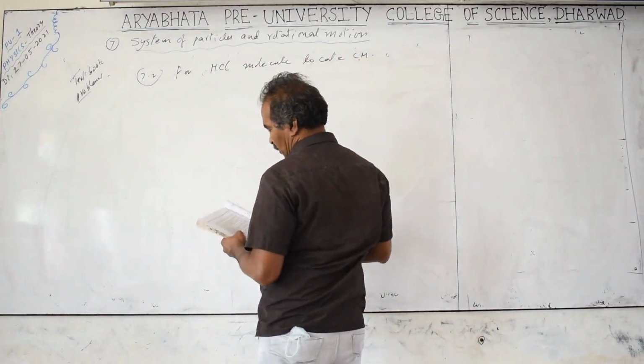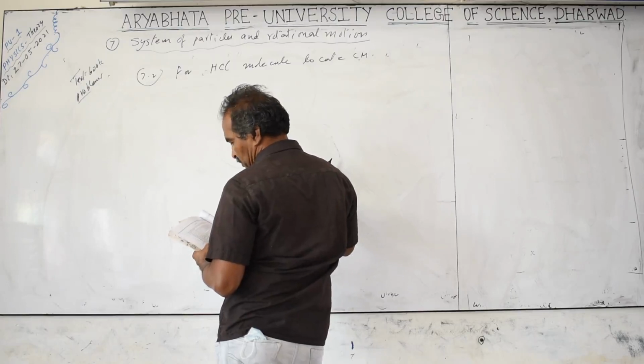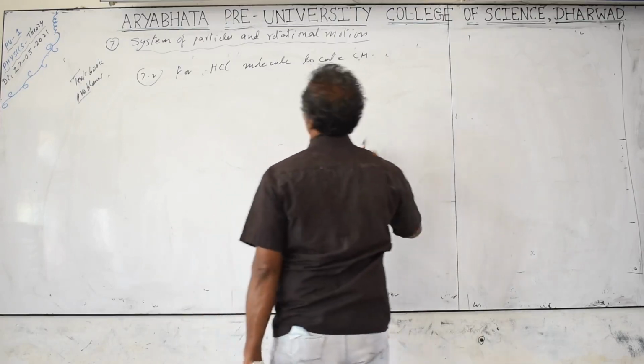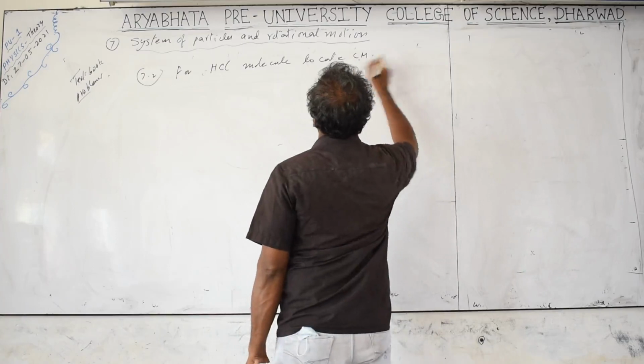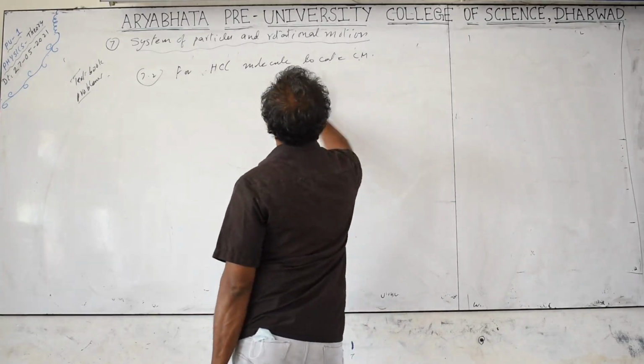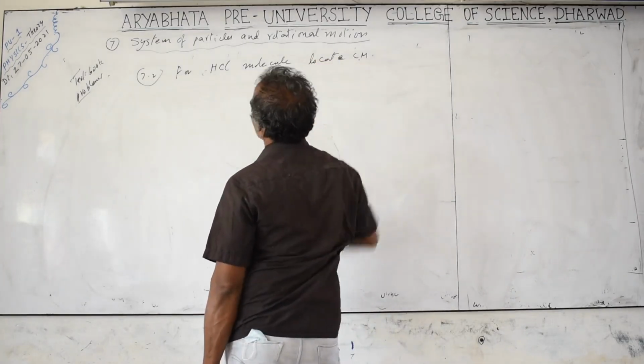They didn't ask you from which atom. Find the approximate location of the center of mass of the molecule. They didn't mention which one. You can find from hydrogen or from chlorine. I didn't mention, we'll discuss that point. HCl molecule, locate the center of mass.